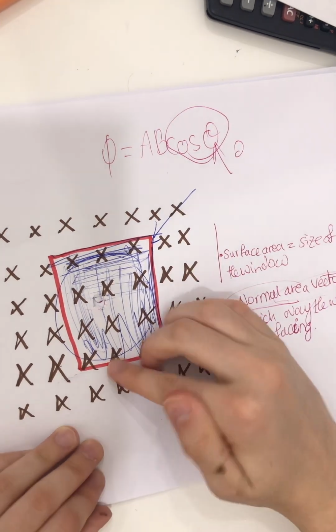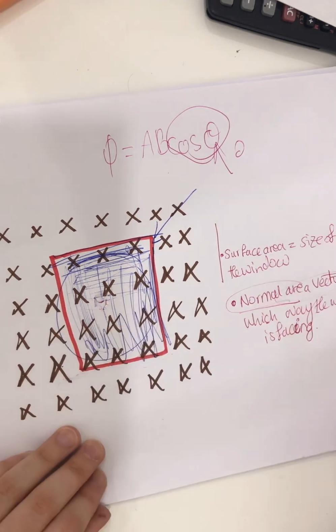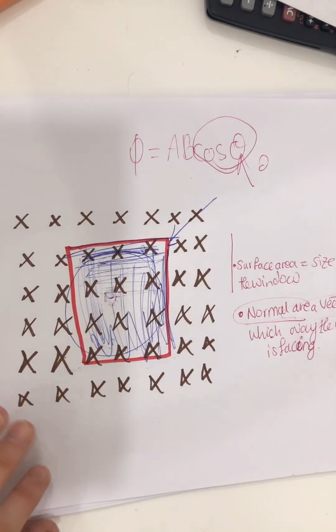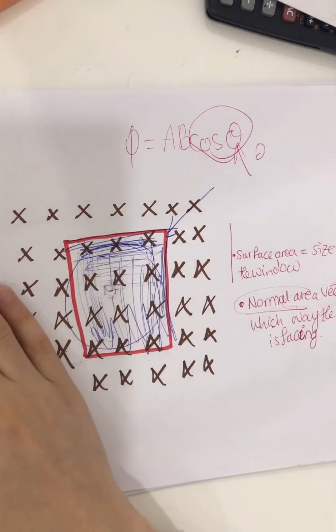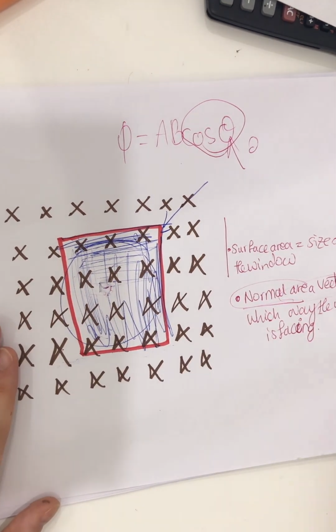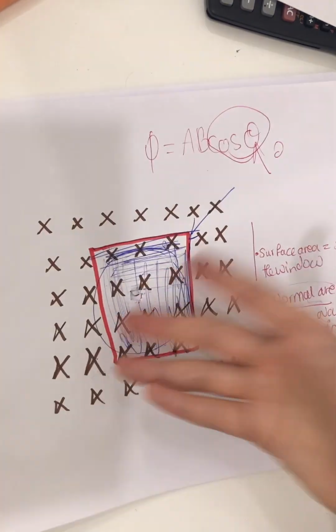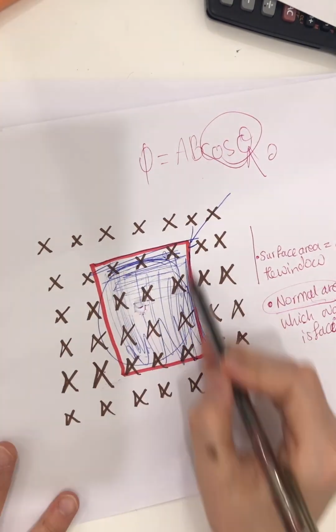Like I told you, it's up and down, going up and down. Not this way, but up and down, exactly like this way. And the surface area is essentially like a two-dimensional thing. It's nothing more, length, width, that's it. So it's not going to be pointing this way or that way. It's just the size of the window.